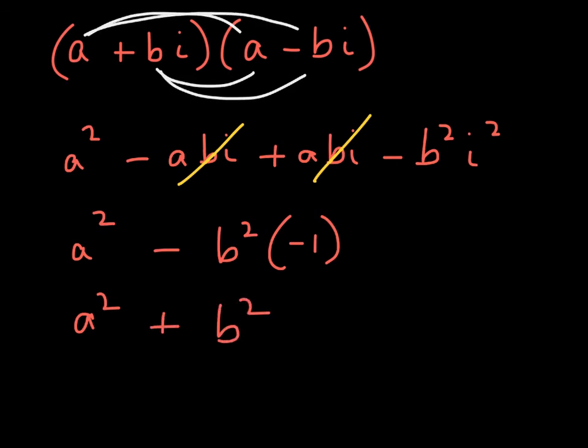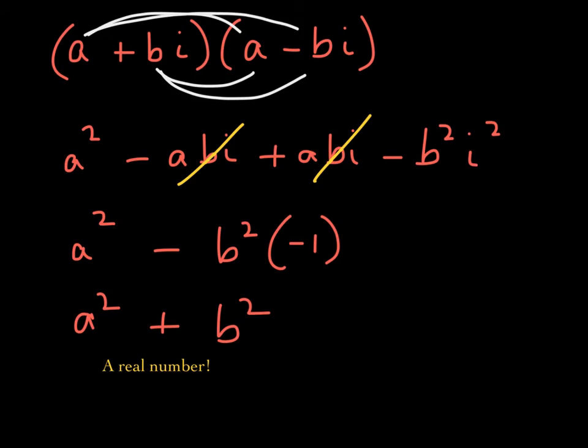Now remember that in our definition for complex numbers, both a and b are real numbers. So when you take a real number and square it, and another real number and square it, and add them together, you'll get a real number as a sum. So a squared plus b squared is definitely just a real number.